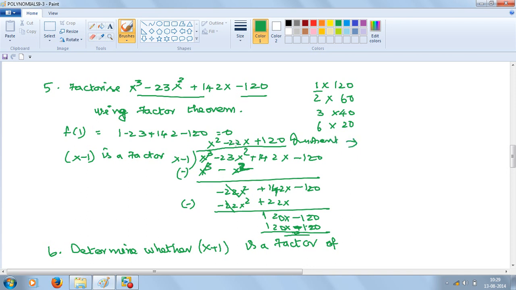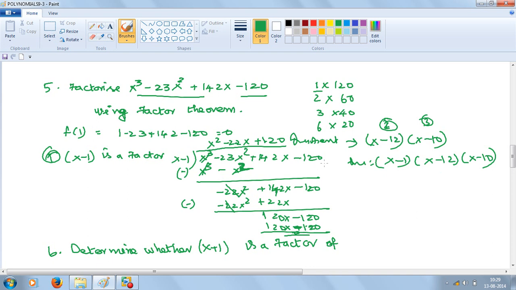Here it is easy to judge: 10 multiplied by 12, 10 12s are 120, 10 plus 12 is 22. So this is equal to x minus 12 multiplied by x minus 10. So these two are the other factors. This is the first factor, this is second, this is third. We can now put the entire answer as x minus 1 multiplied by x minus 12 multiplied by x minus 10.